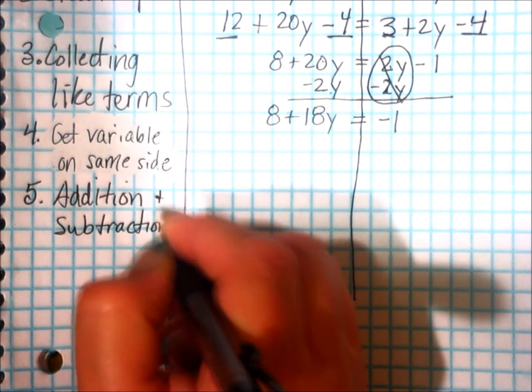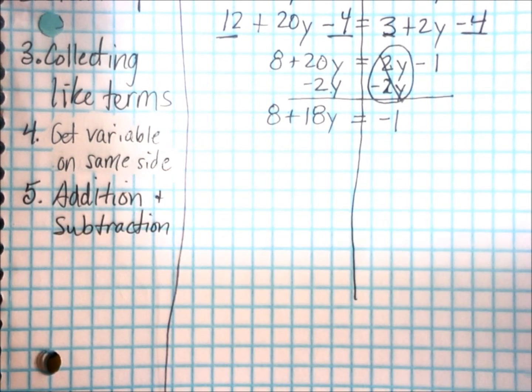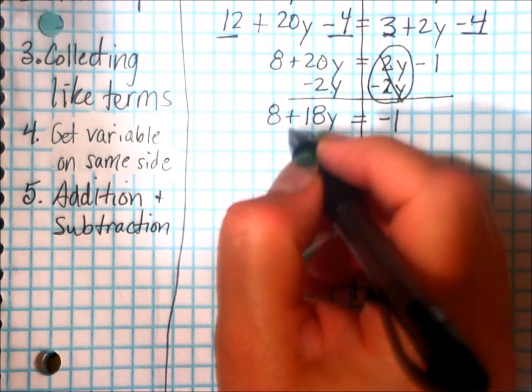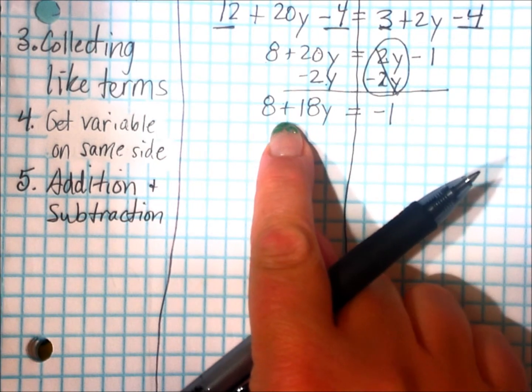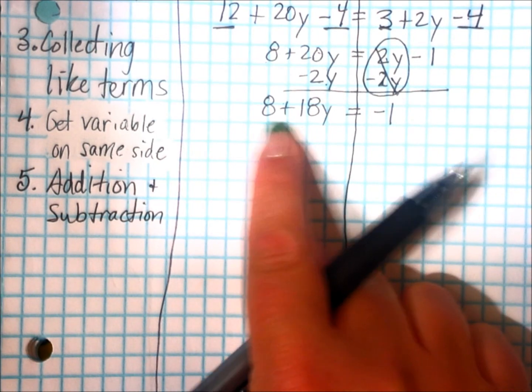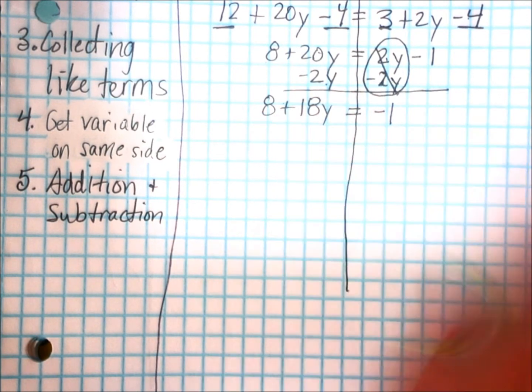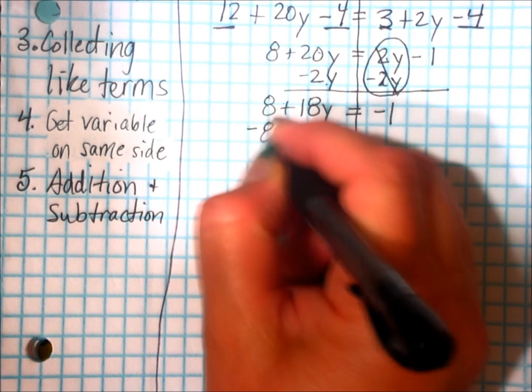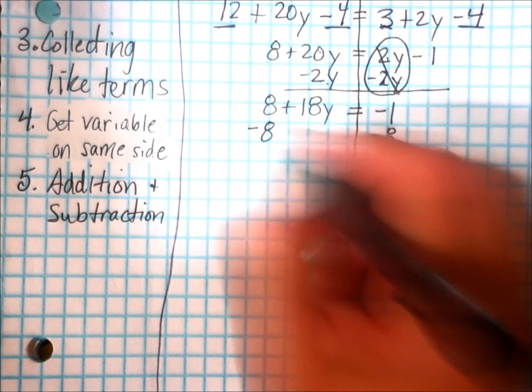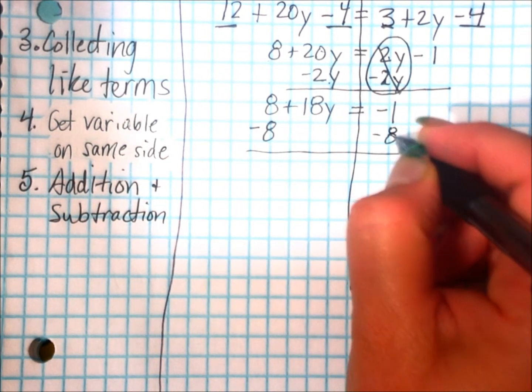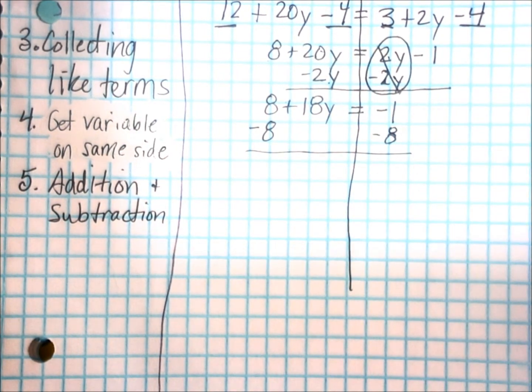And our main goal this entire time is to get the y by itself, or the variable by itself. So you'll notice this is an addition problem. I need to look at what 8 is. 8 is a positive 8. I want it to be on the other side. So in order to do that, as long as I do it the same for both sides, then I can do that. Minus 8, minus 8.